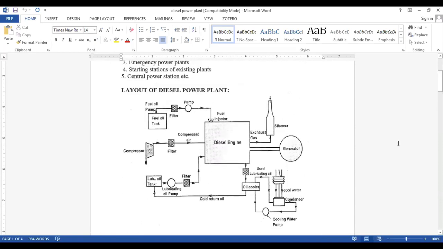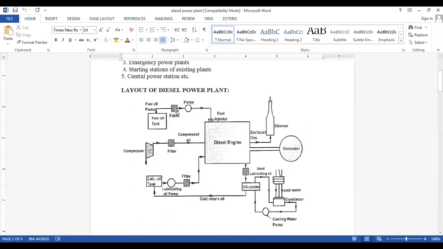The main component in this diesel power plant is the diesel engine. And there are different systems: first is the fuel supply system, then the air supply system, then the lubrication oil supply system, then the cooling system, the exhaust system, and finally this engine is connected with the generator. Let's see the different systems. The first is the fuel supply system, where the main component is the fuel tank.